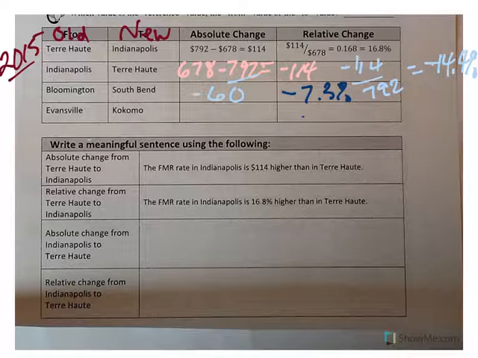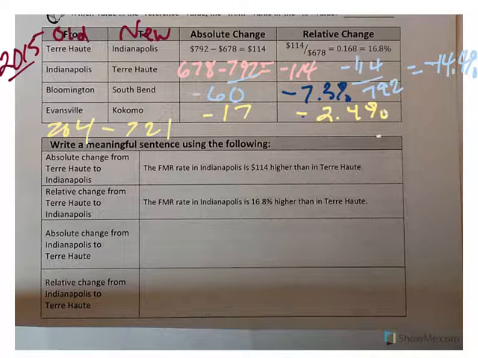Let's go from Evansville to Kokomo. So we start with Kokomo, 704, and subtract Evansville, 721. If you go from Evansville to Kokomo, the price goes down by $17. It decreases by 2.4%. So you take that negative 17 and divide by 721. So new minus old divided by old. Okay? So that's how we got those.